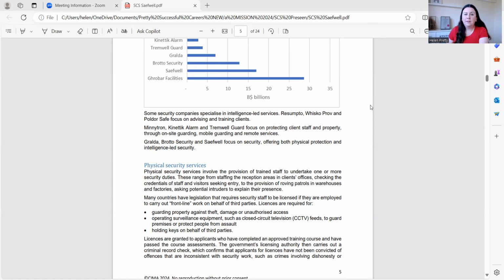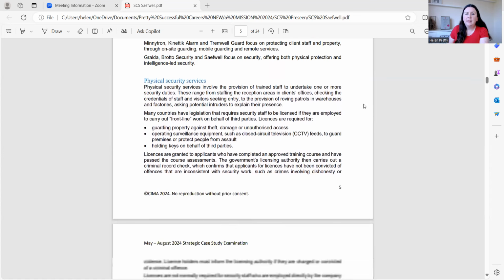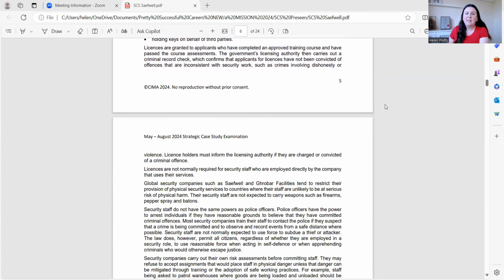Licenses are granted to applicants who have completed an approved training course and have passed the course assessments. The government's licensing authority then carries out a criminal record check, which confirms that applicants for licenses have not been convicted of offences that are inconsistent with security work, such as crimes involving dishonesty or violence. License holders must inform the licensing authority if they are charged or convicted of a criminal offence. Licenses are not normally required for security staff who are employed directly by the company that uses their services.